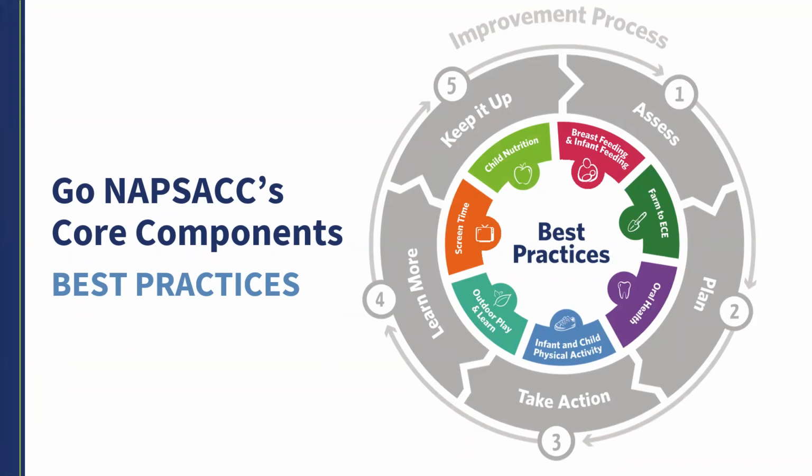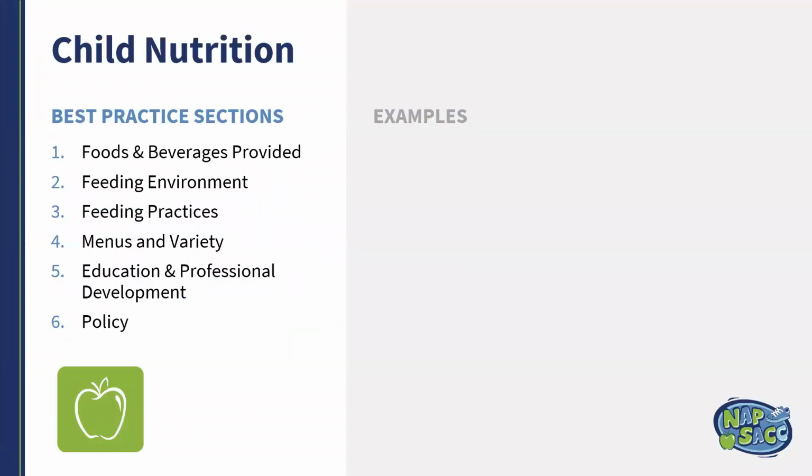Once you get into Go NAPSACC, you'll really be able to see all of those best practices, but I want to give you a little bit of a taste of them today. Starting with child nutrition, it is broken into 6 subsections. You see them here on the left: food and beverages provided, feeding environment, feeding practices, menus and variety, education and professional development, which is in each of the Go NAPSACC modules and relates to the education of children, families, and staff, as well as policies in all modules, because we know that we want to take the changes childcare programs have made and write them into policy so that they're permanent.